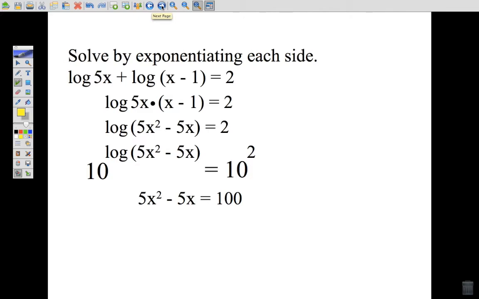Now what we have is a quadratic equation. And we need to remember that when you solve a quadratic equation, it must be equal to 0. So I'm going to subtract 100 from both sides. Then I notice that each of these coefficients and this constant term all have a common multiple of 5. So I'm going to divide every single term of this equation by 5. Now that looks a lot easier to solve.